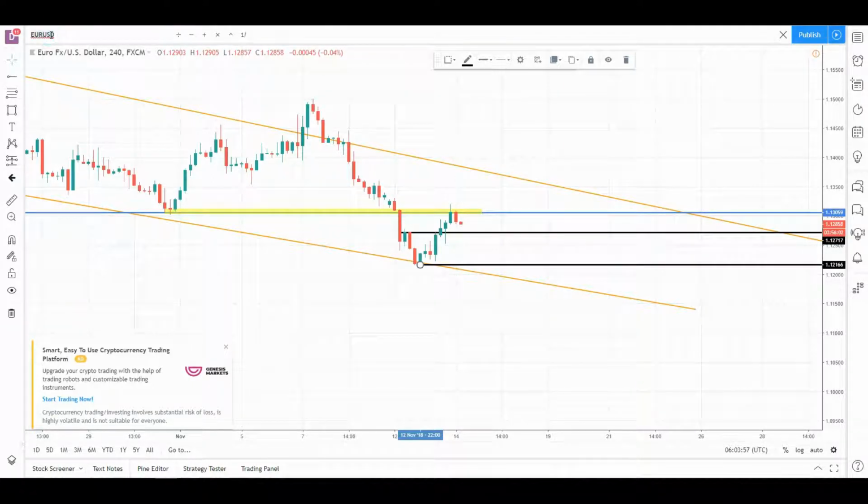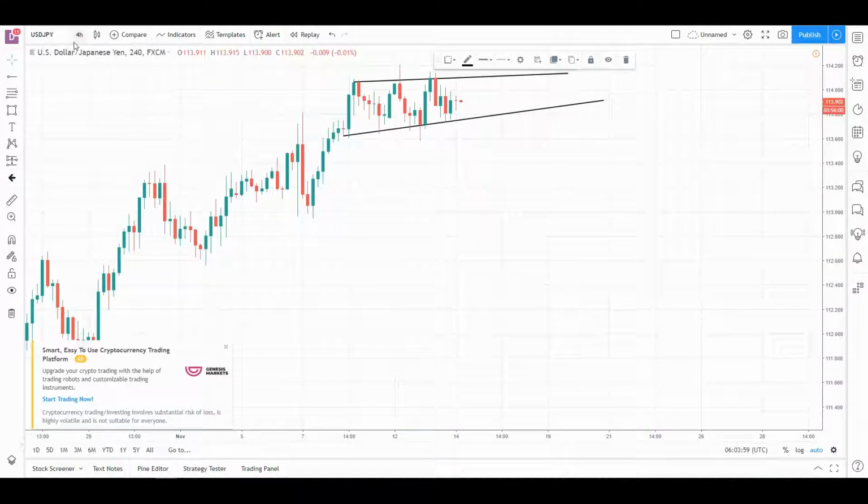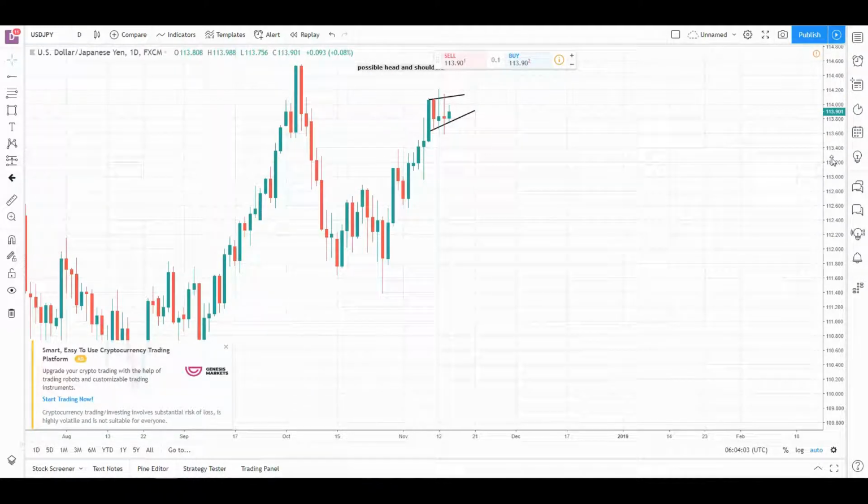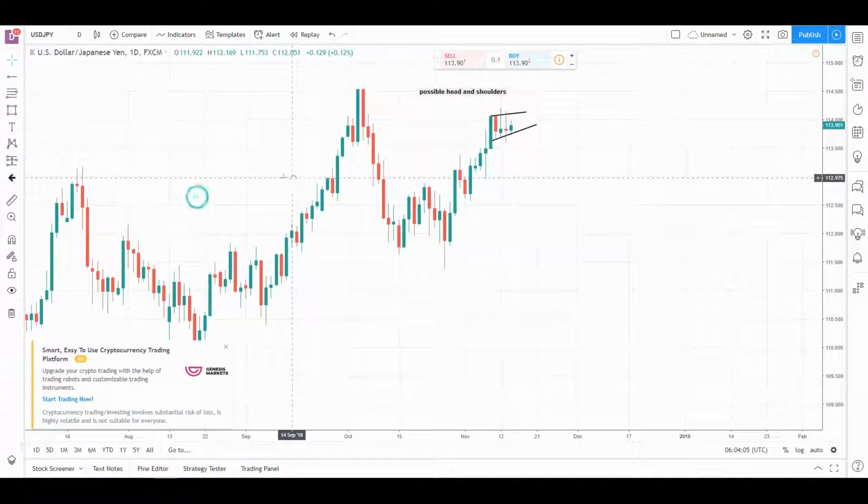Now let's move over to USD JPY. We've got something cooking here. Check this out. USD JPY, we have a possible head and shoulders based on this shoulder right there.